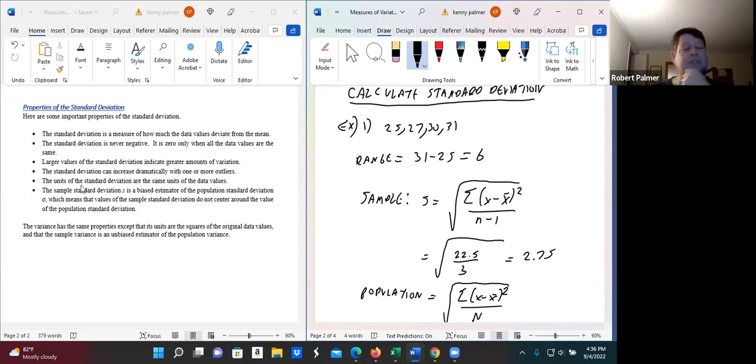The standard deviation can increase dramatically with one or more outliers. We've seen that. Also, the units of the standard deviation are the same as the data values. So for example, if these were heights or weights, say in pounds, then our standard deviation is in the same units, pounds.